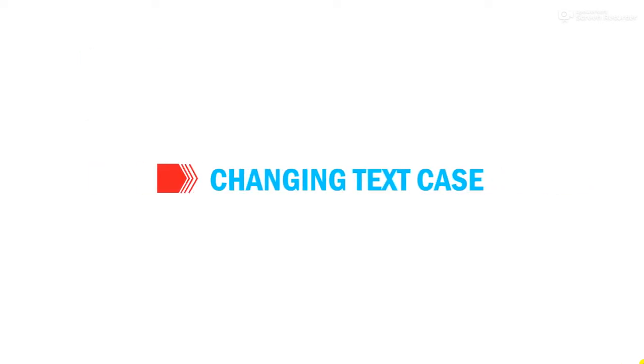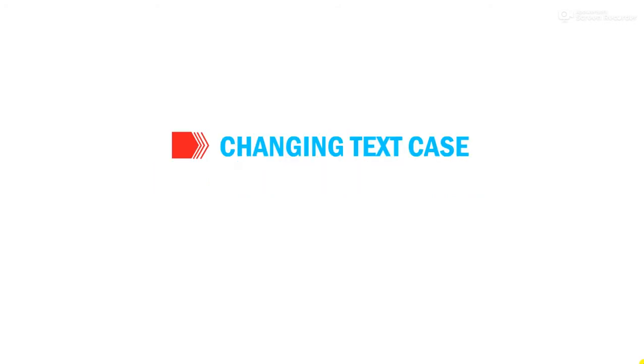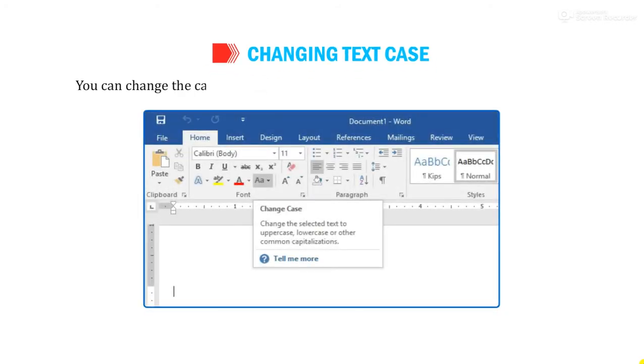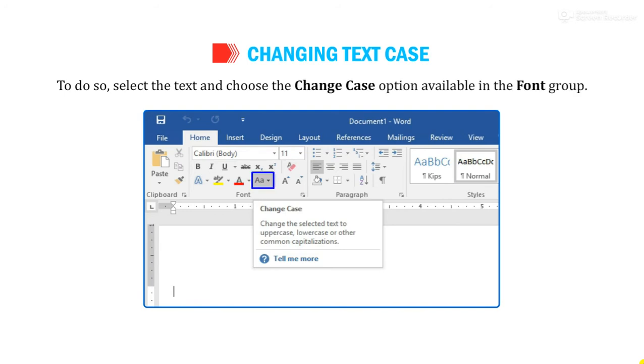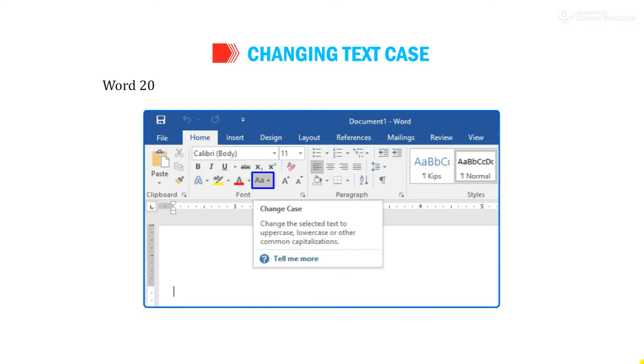Now we will discuss how to change text case. You can change the case of the existing text without retyping it in the Microsoft Word. To do so, select the text and choose the Change Case option available in the Font group. Word 2016 provides 5 types of case conversions, which are as follows.